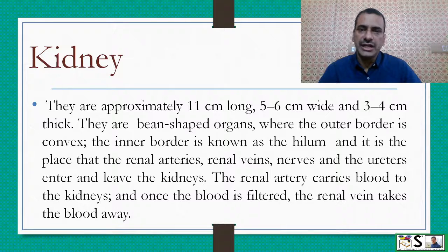They are approximately 11 cm long, 5 to 6 cm wide and 3 to 4 cm thick. They are bean-shaped structures where the outer border is convex and the inner border is concave and known as the hilum, and it is the place where the renal artery, renal vein, nerves and ureter enter or leave the kidney. The renal artery carries blood to the kidney, and once the blood is filtered, the renal vein takes the blood away from the kidney.